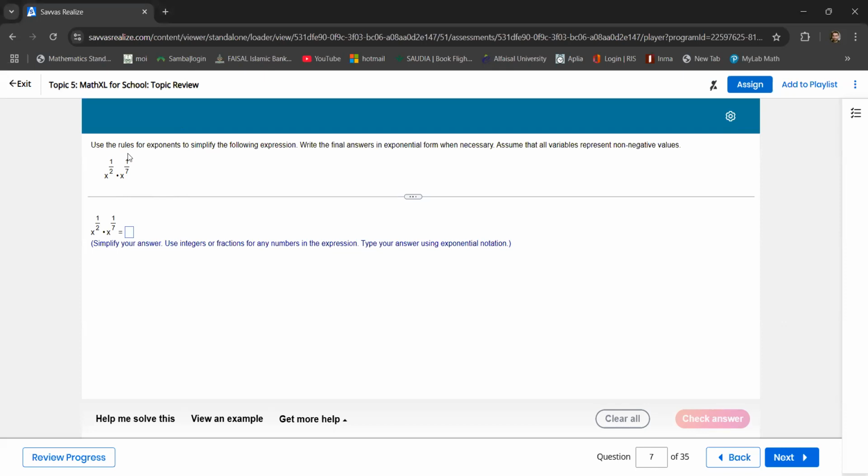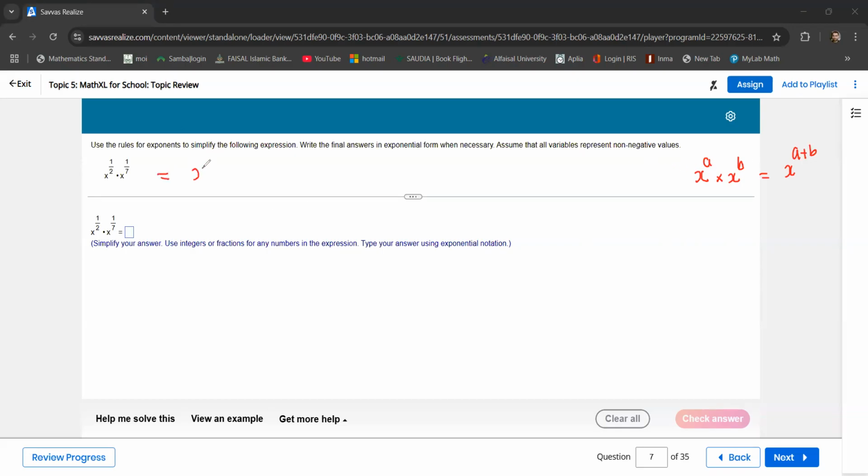Use the rules to find x to the power of half times x to the power of 1 over 7. Actually, this is a very easy question because we just apply the rule directly. X to the power of a times x to the power of b will be x to the power of a plus b. It means when we multiply same bases, we add the powers.